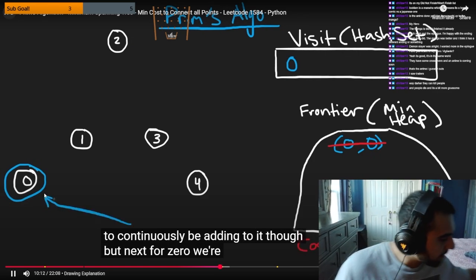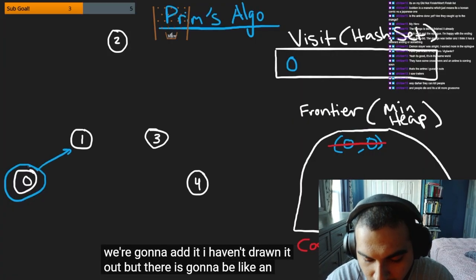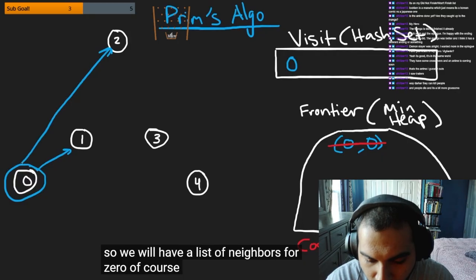But next, for 0, we're now going to add every one of its neighbors to the frontier. And the way we're going to add it, I haven't drawn it out, but there is going to be an adjacency list. So we will have a list of neighbors for 0. Of course, it could be connected to every single.